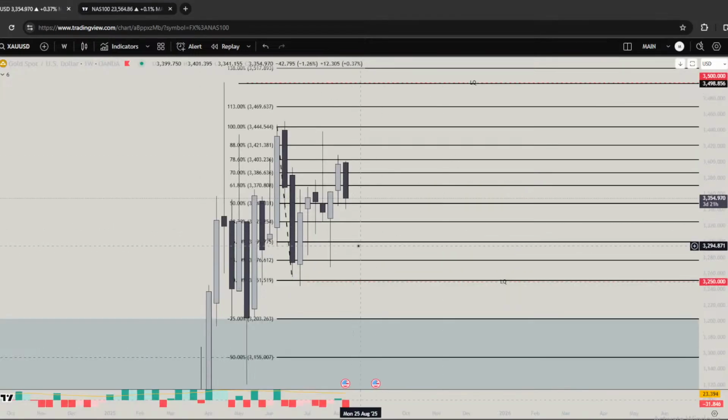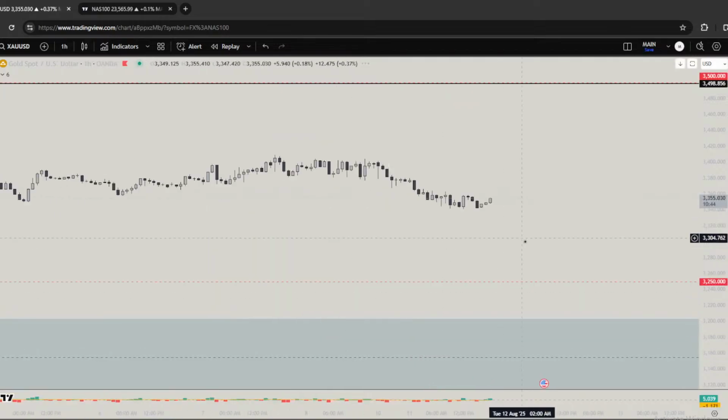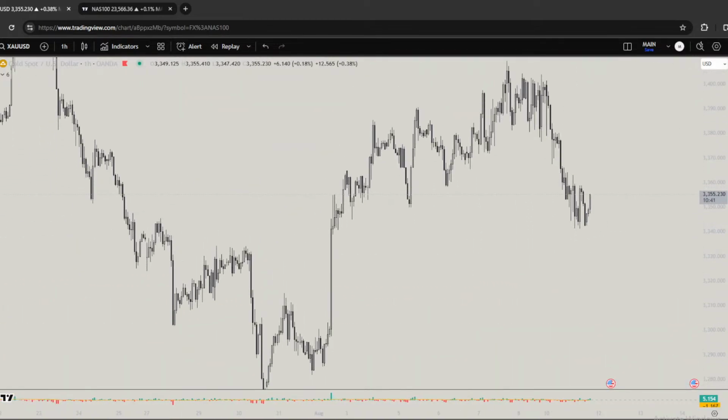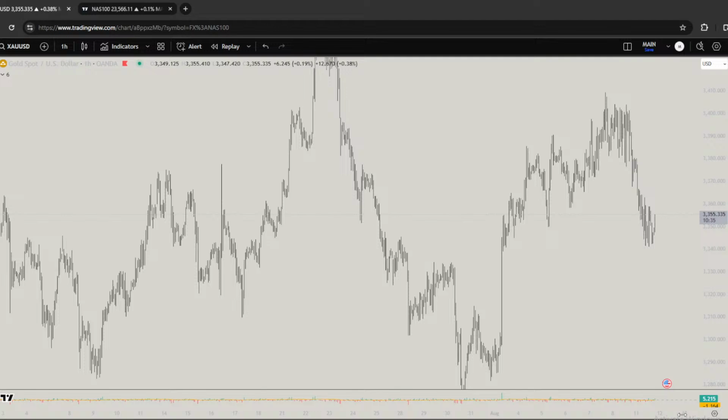I gotta look at gold. Of course, gold just expanding. Yeah, I use standard deviation, but I don't know, maybe I look at it a little differently.